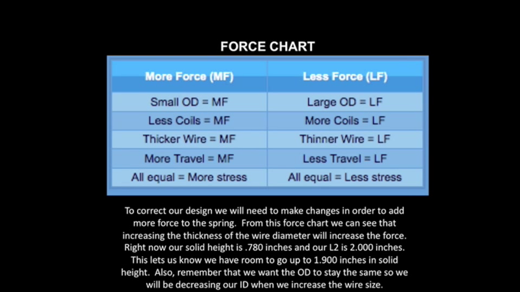To correct our design, we'll need to make changes in order to add more force to the spring. From this force chart, we can see that increasing the thickness of the wire diameter will increase the force. Right now, our solid height is 0.780 inches, and our L2 is 2 inches. This lets us know we have room to go up to 1.9 inches in solid height. Also remember that we want the OD to stay the same, so we will be decreasing our ID when we increase the wire size.